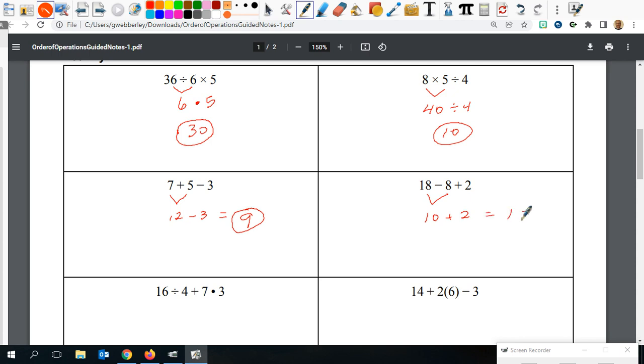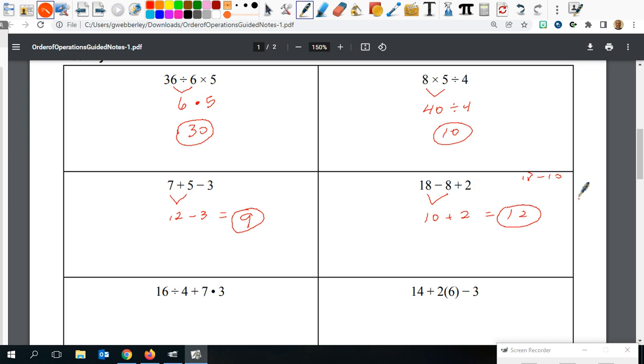Now what if we had done it out of order? What if we would have done this? If we did 8 plus 2, and you said 8 plus 2 is 10, and then you did, okay, 18 minus 10, is that 12? 18 minus 10 is not 12. So if you did that, that would have been the wrong answer. If you would have done negative 8 plus 2, and subtracted that and got negative 6, that would have been 12. So you could have done it that way and been okay.